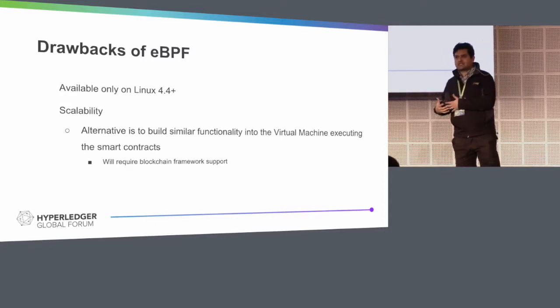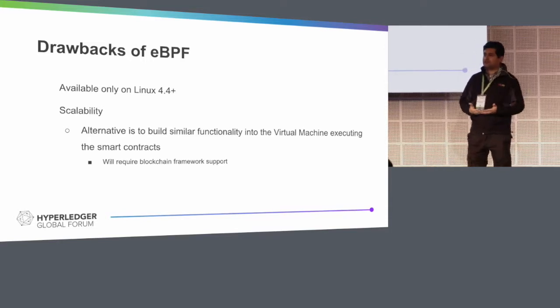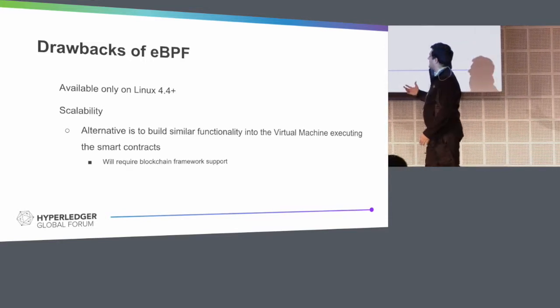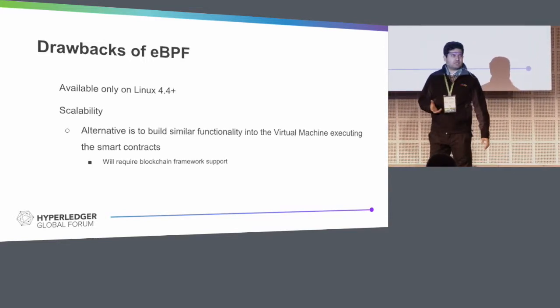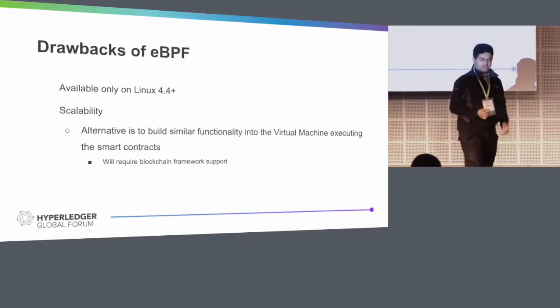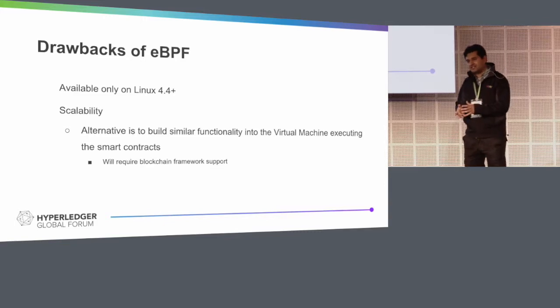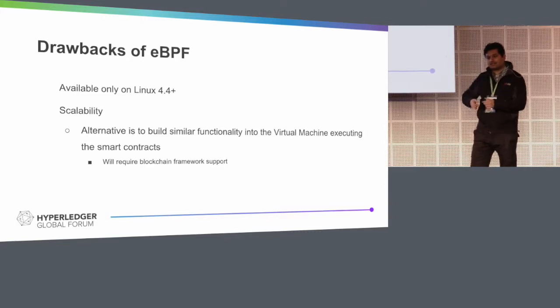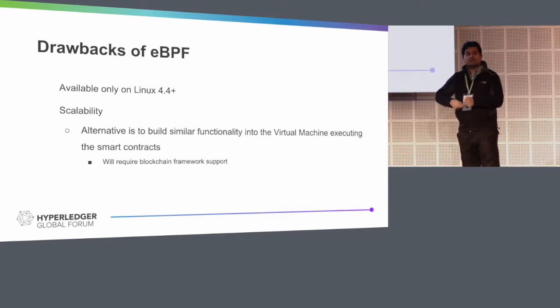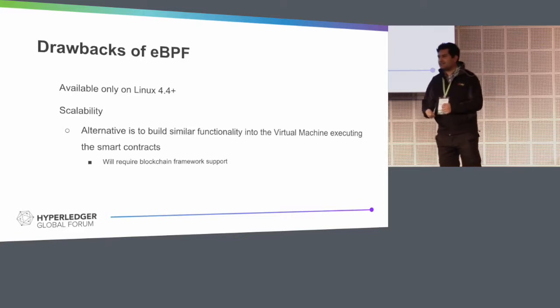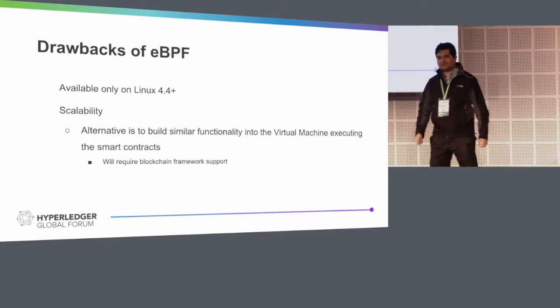You can put such kind of functionality into those VMs, right? You could do that. Next, obviously, this will require blockchain support. The framework has to do it. But if you want even more tracing, you'll have to build such functionality into the blockchain framework itself so you can trace the blockchain framework's performance itself. So ideally, you would just rather go with eBPF, wouldn't you?